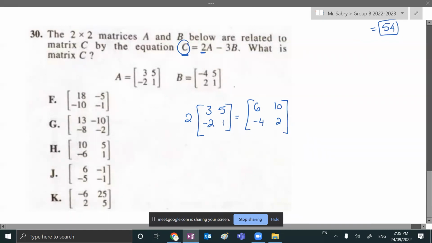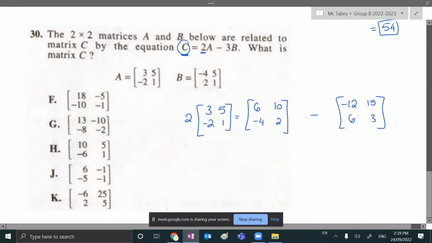And the same thing should be done on the B, which will get me then 3 times negative 4, negative 12, 3 times 5, 15, 3 times 2, 6, and 3 times 1, 3. And then I'm supposed to subtract these from each other. That would be the longest way, by the way, to do it.